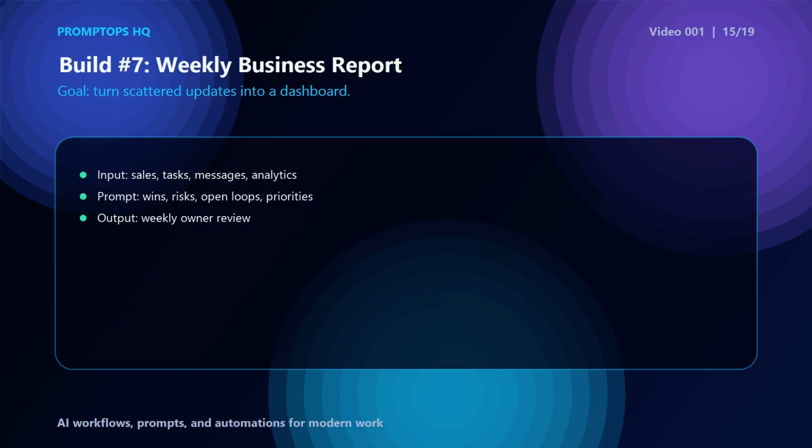Workflow 7 is a weekly business report. To build it, gather a few inputs at the end of each week: sales activity, customer messages, expenses, website analytics, content performance, open tasks, and upcoming deadlines. Then ask AI to summarize wins, risks, open loops, customer issues, revenue opportunities, and next week priorities.